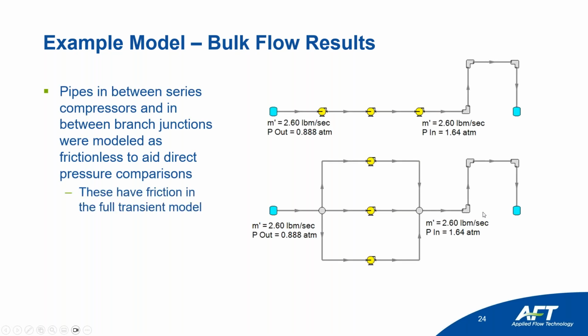And so this is just a comparison of the designs in steady state, just to verify that we've chosen the correct pressure ratios. In this case, the new pipes that were added are frictionless, but when we go over to the full transient model in a second, we will keep friction in those. But this just verifies that they should provide the same pressure rise and the same mass flow rate as each other.